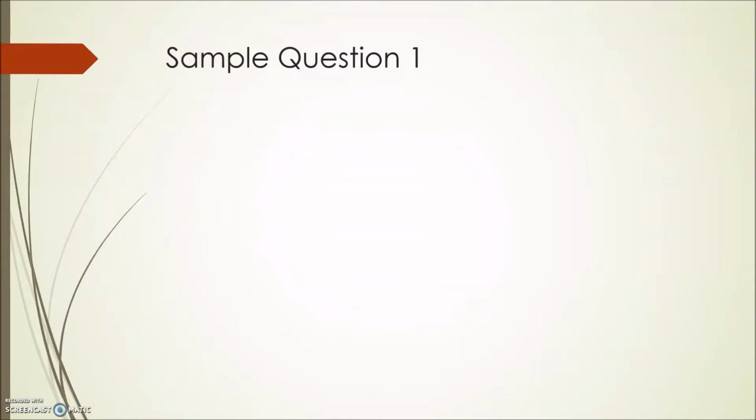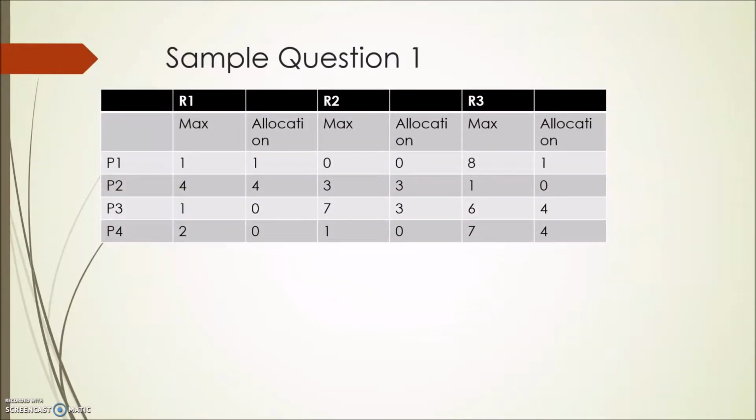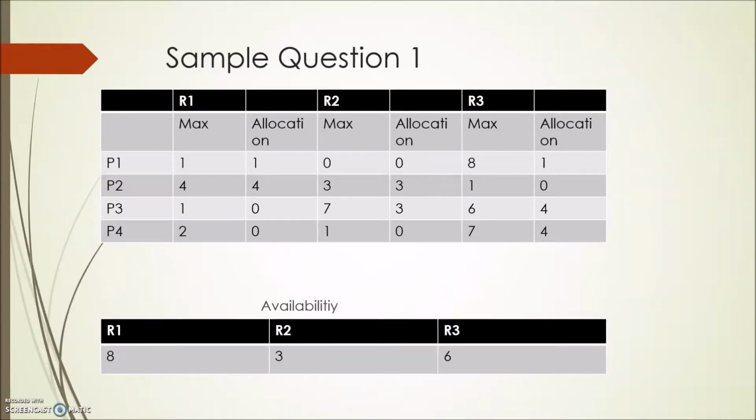What we have here is a sample question of a Banker's algorithm. In a Banker's algorithm, what you will get is an allocation matrix and a max matrix for each of the processes, which is process 1 until process 4. You will also be provided with an available matrix. Our purpose is to find whether the process is in a safe state or an unsafe state.